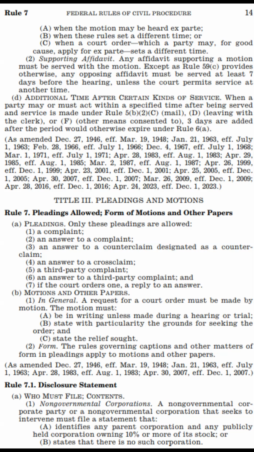Rule 7.1. Disclosure Statement. A. Who must file. Contents. 1. Non-governmental corporations. A non-governmental corporate party or a non-governmental corporation that seeks to intervene must file a statement that: a. Identifies any parent corporation and any publicly held corporation owning 10% or more of its stock, or b. States that there is no such corporation.